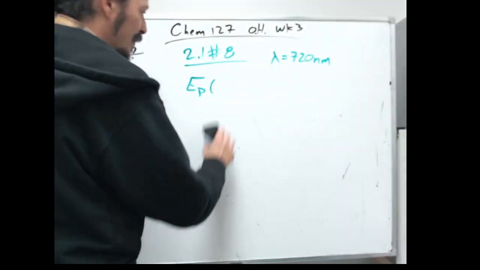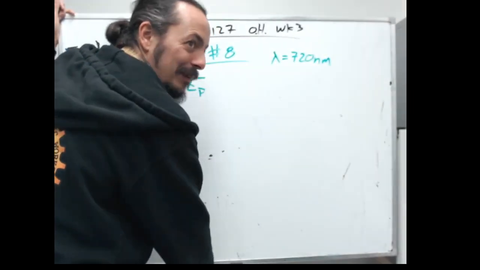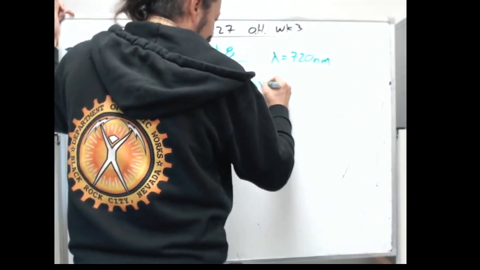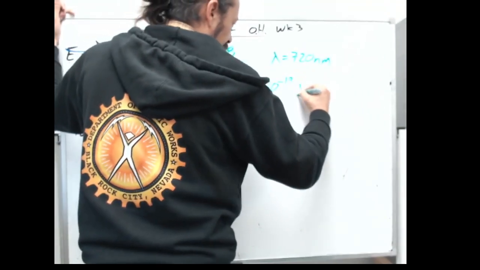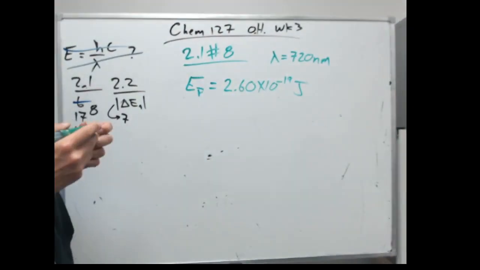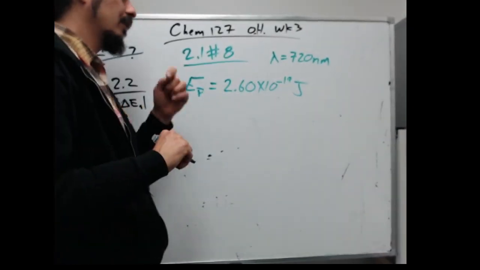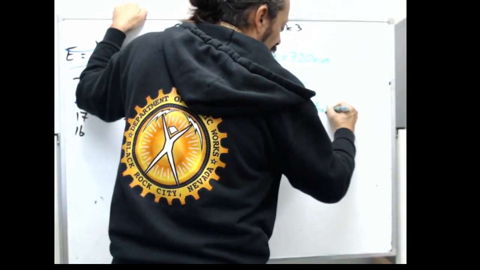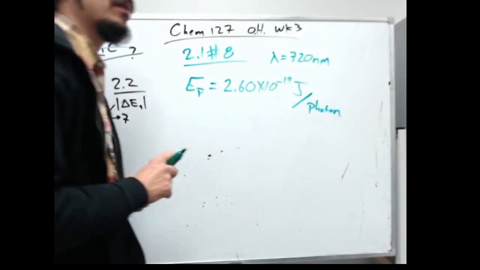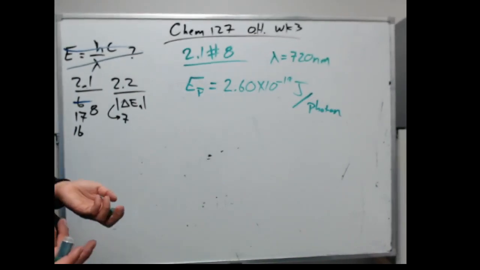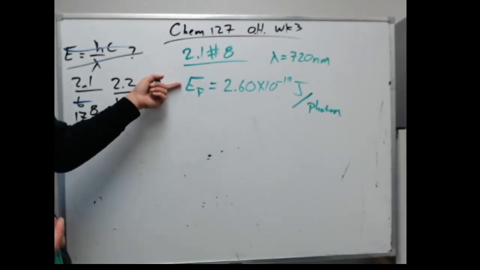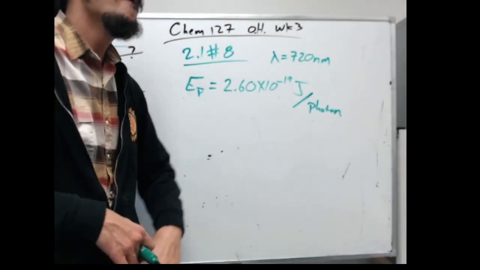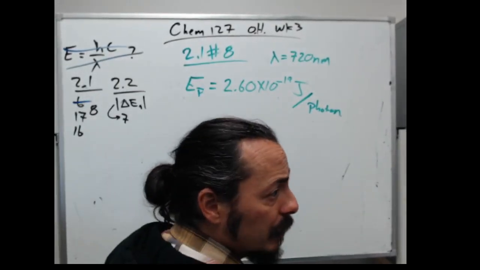Can I remember? Did anyone write it down? Do I need to pause and check my video? No. Is that it? 2.60? Yeah. Okay. So we got this 2.60 times 10 to the minus 19 joules per 1 photon. Right? That unit of per 1 photon is not written down, it's just implied. Because this is the energy of a photon, you don't need to write of a photon. But in this problem, that's actually going to be kind of useful.